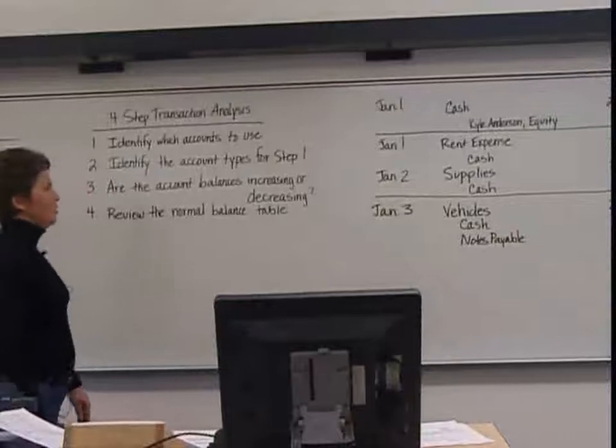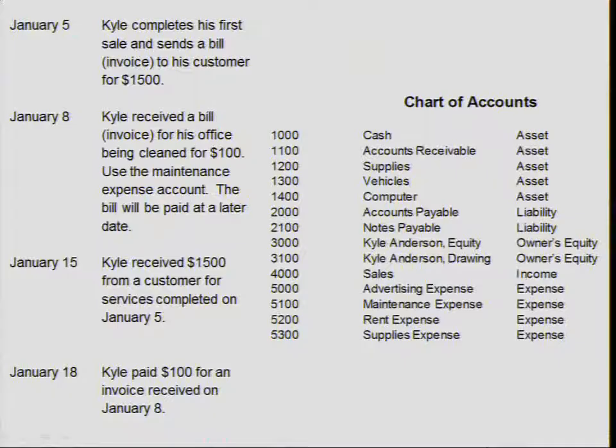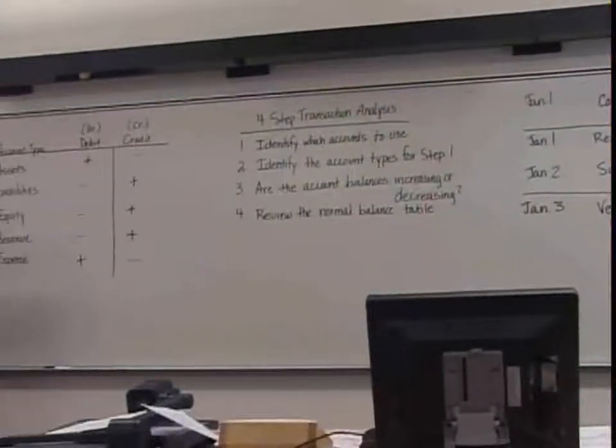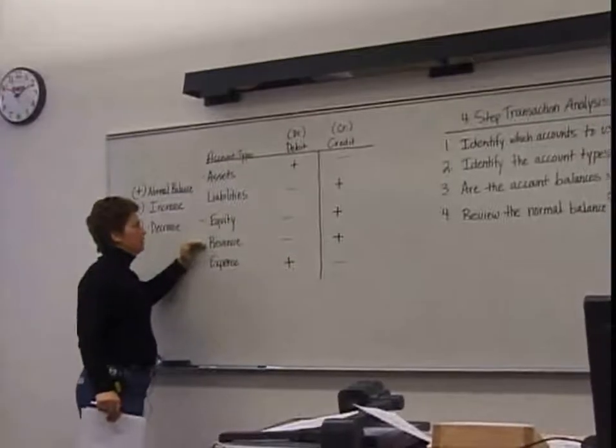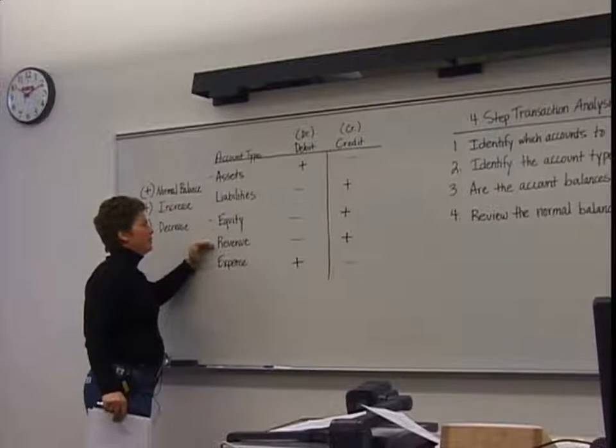Our next transaction occurs on January 5th. Kyle completes his first sale and sends a bill, which is oftentimes in accounting called an invoice, to his customer for $1,500. So we have to look at the four-step transaction analysis and identify which accounts to use. So we actually got our first sale completed. So revenue would be affected. And also, it doesn't say that we're getting the money yet. We just send the bill or the invoice.